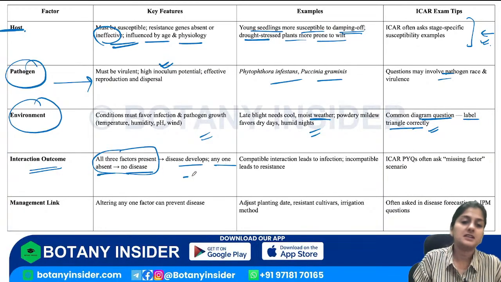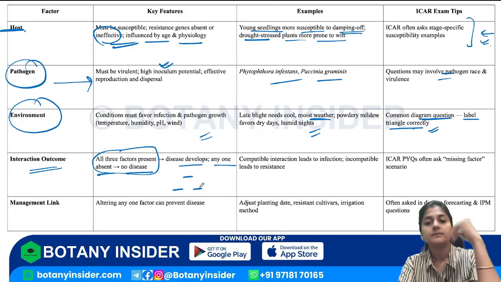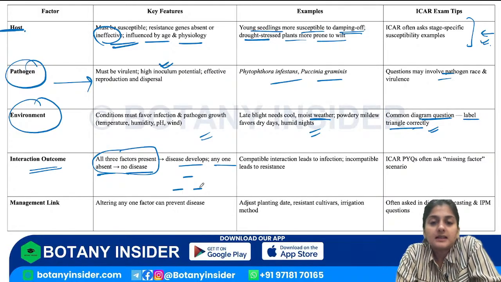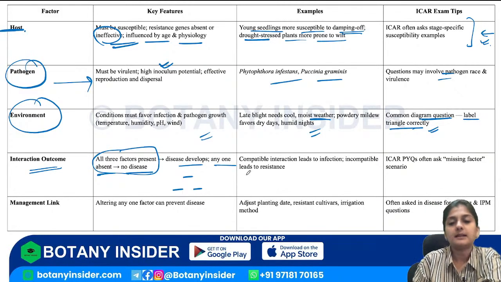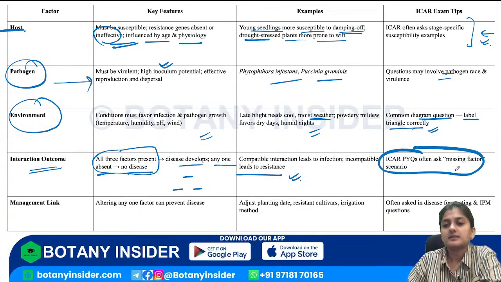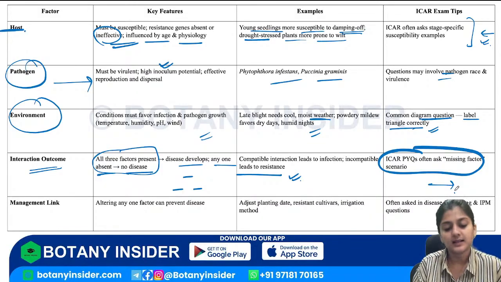I have just told you disease resistance, pathogenicity and survival in the very beginning, right? So that particular segment is over here. Then compatible interaction leads to infection, incompatible leads to resistance. Then missing factor scenarios are often asked, out of the three sides of the triangle, and the questions get asked from there.